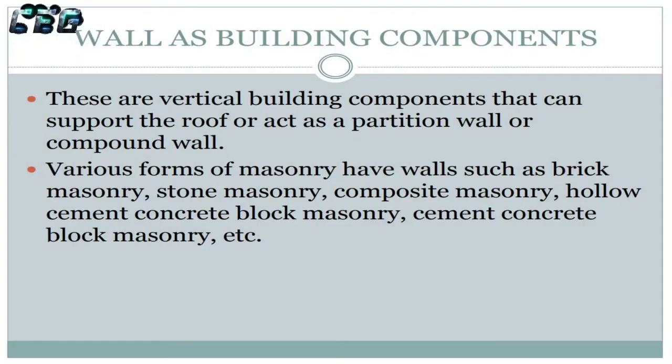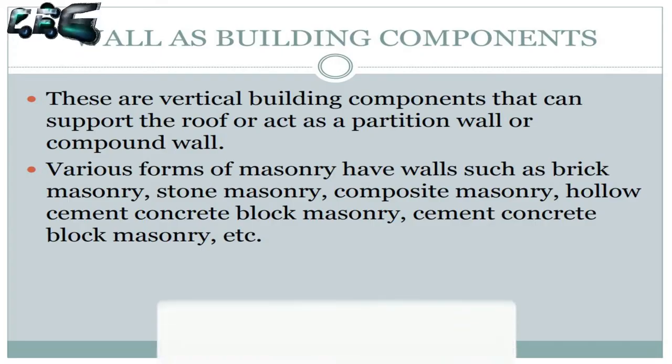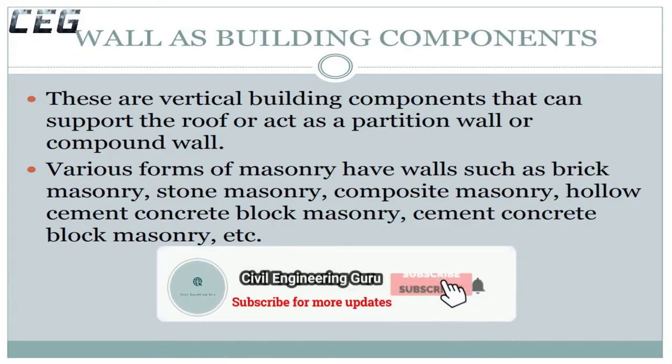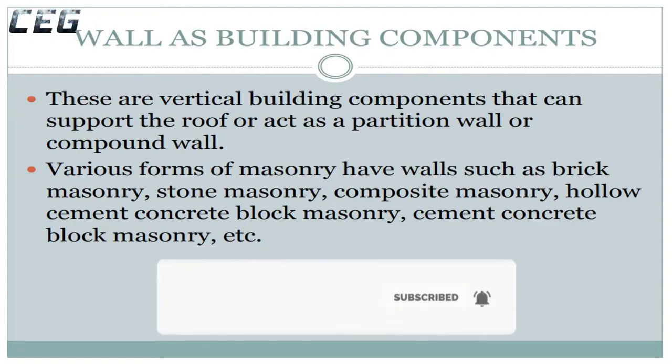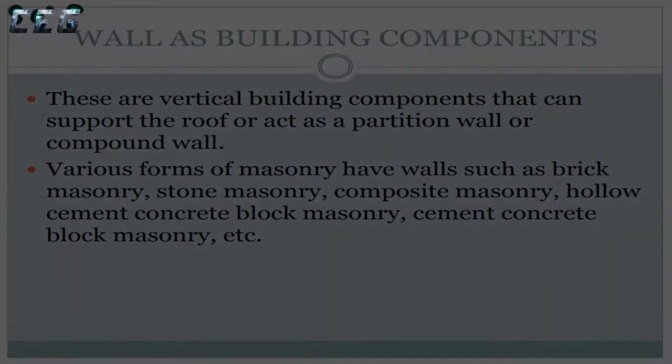Wall as a building component. These are vertical building components that can support the roof or act as a partition wall or compound wall. Various forms of masonry are used for walls, such as brick masonry, stone masonry, composite masonry, hollow cement concrete block masonry, cement concrete block masonry, etc.